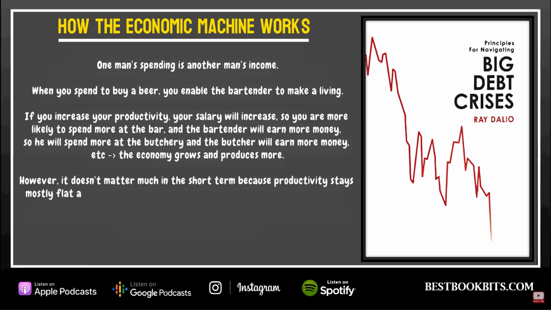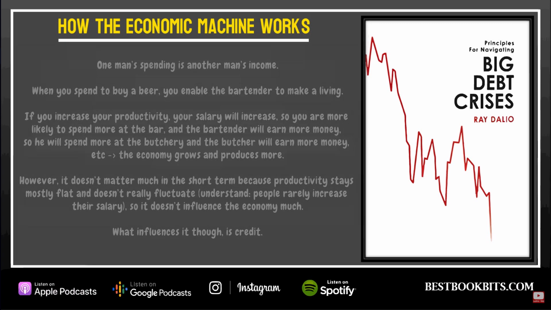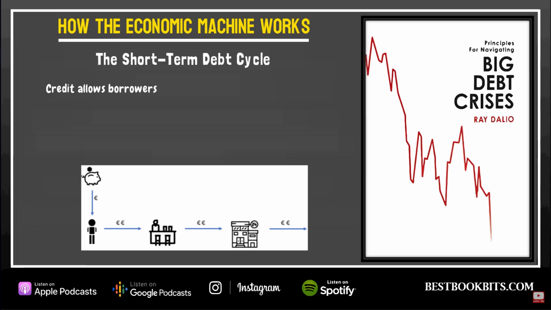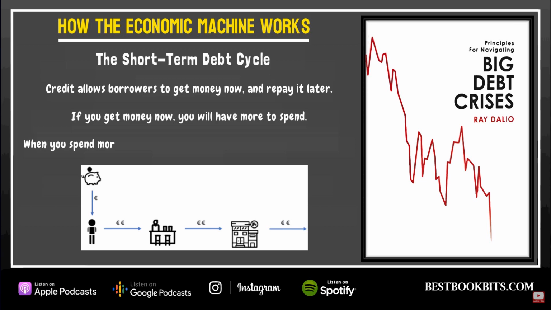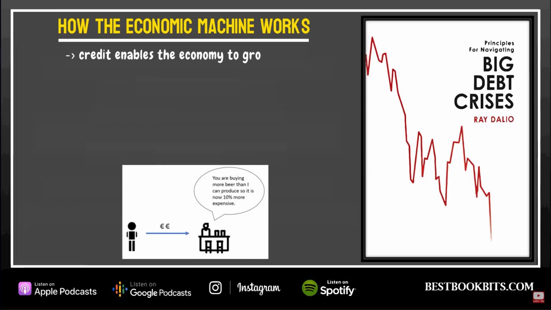However, it doesn't matter much in the short term because productivity stays mostly flat and doesn't really fluctuate. People rarely increase their salary, so it doesn't influence the economy much. What influences it though is credit, the short-term debt cycle. Credit allows borrowers to get money now and repay it later. If you get money now, you'll have more to spend. When you spend more at the bar, the bartender increases his salary, etc. Credit enables the economy to grow.